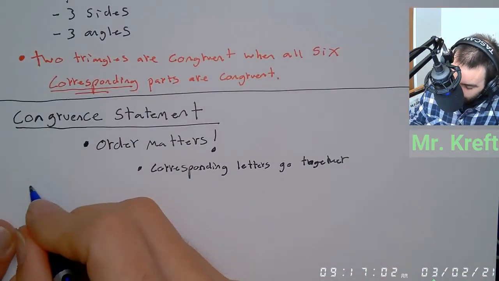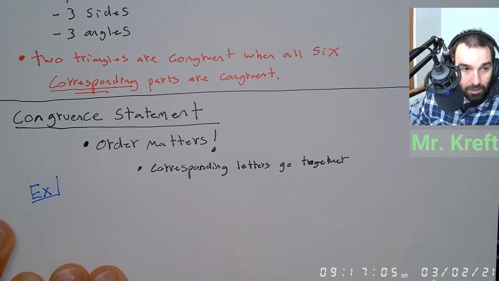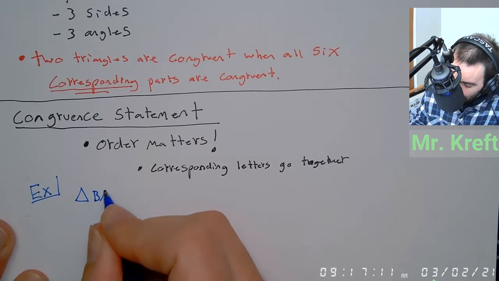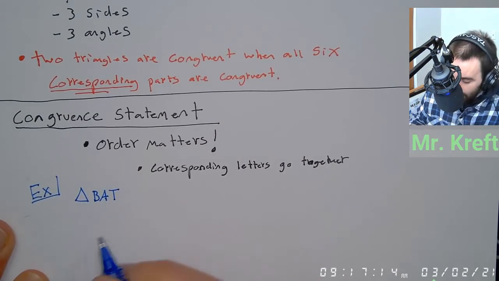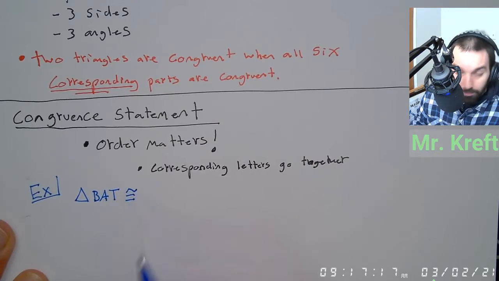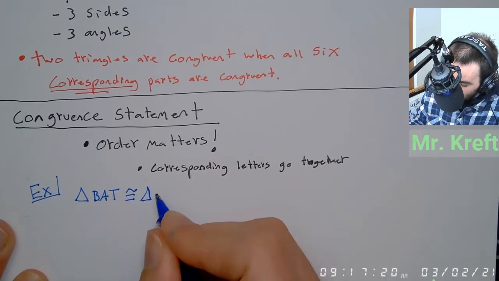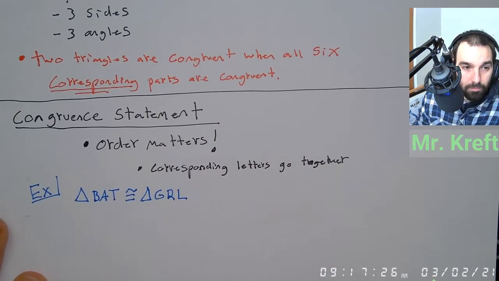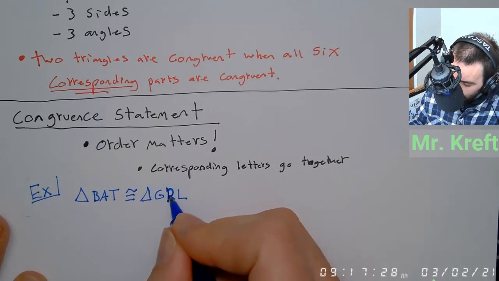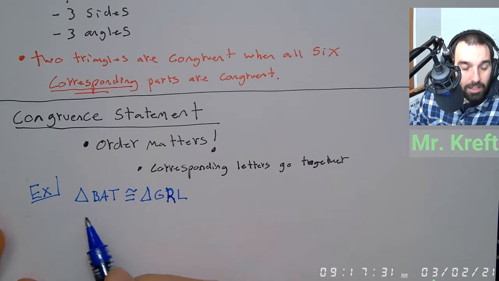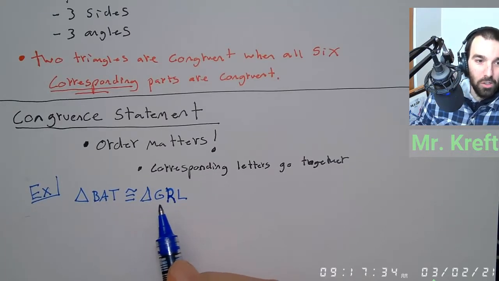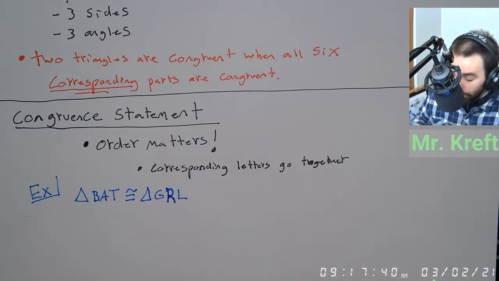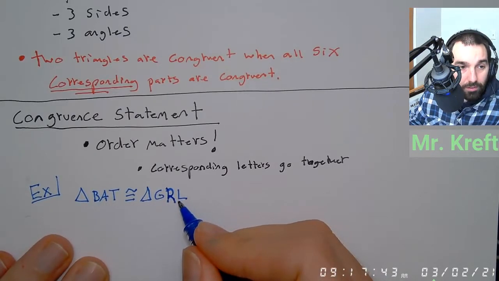Okay, so let's do an example. And we're going to do a bunch of examples of this. Okay, let's say I have triangle BAT is congruent to triangle GRL. Okay, that's an R. I know my R's need some work. All right, so I have triangle BAT is congruent to triangle GRL. Okay, so this is a congruency statement.